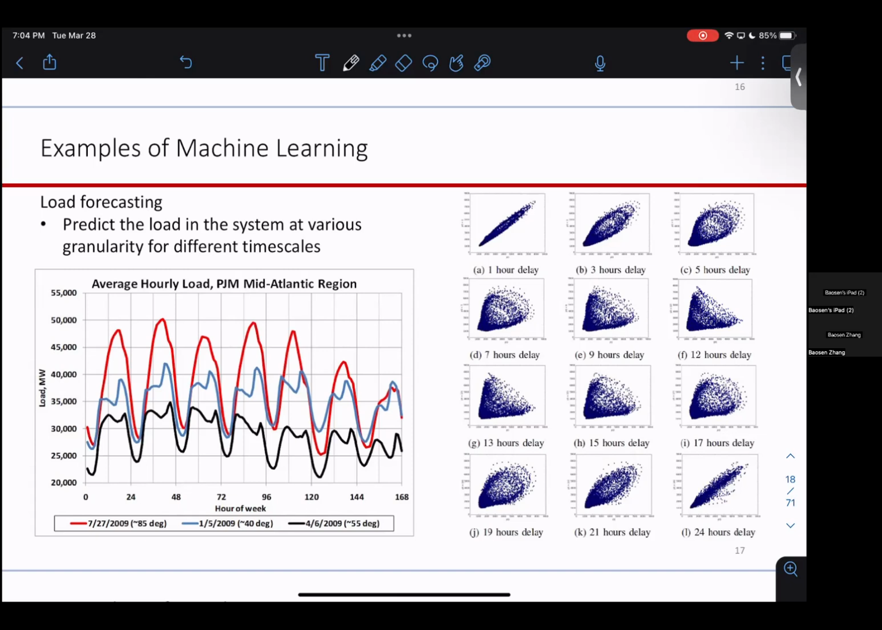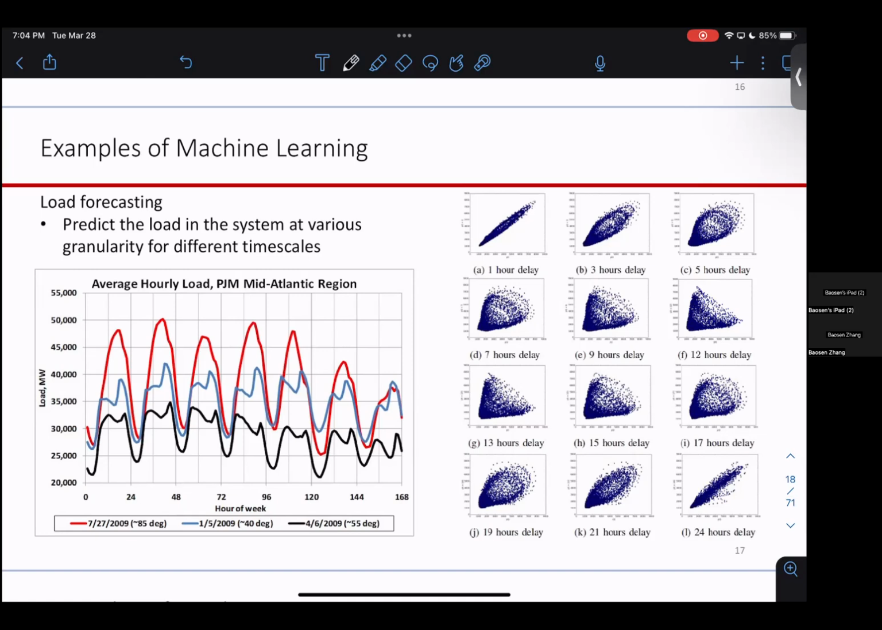And then these are the pictures showing the spread. So this is the error you make, right? In this axis, this is the true data. This is the forecast data. So if they're in a line, that means they're doing a very good job forecasting.